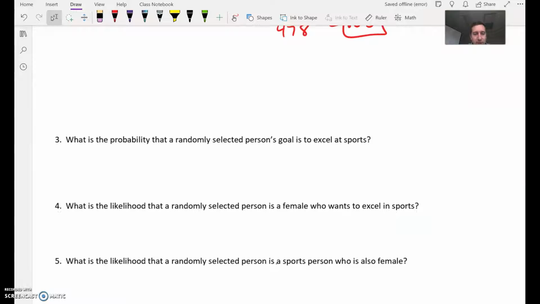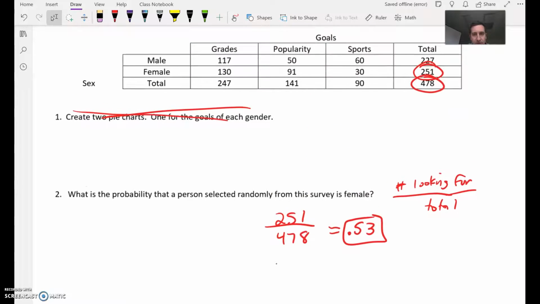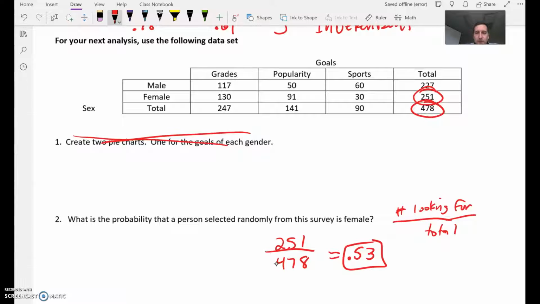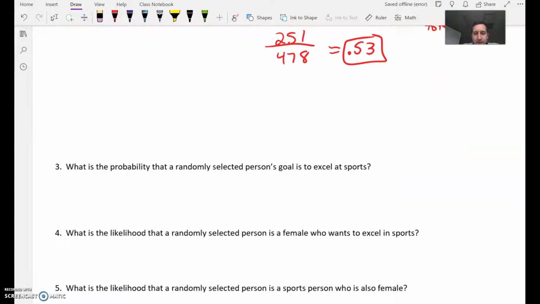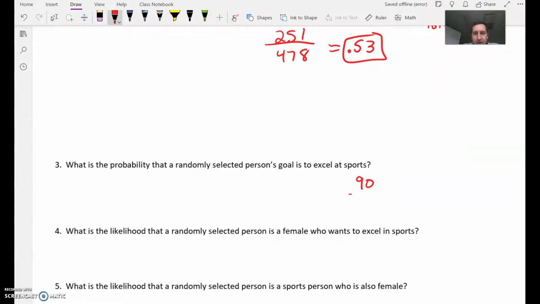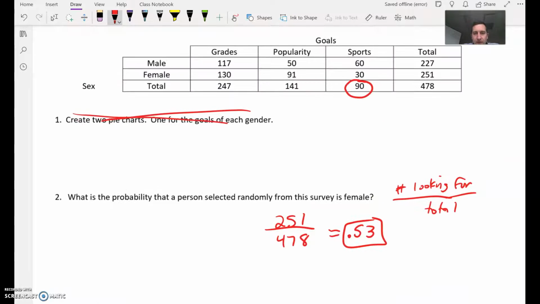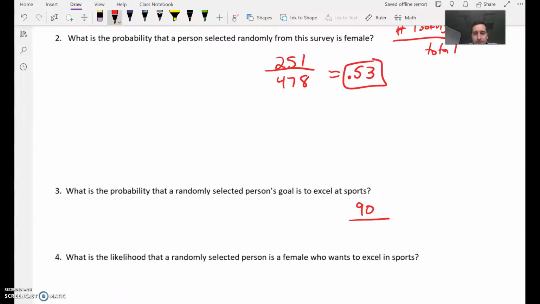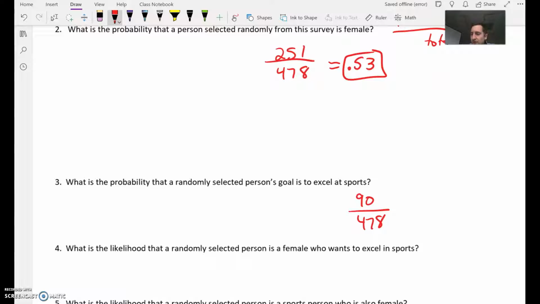What's the probability that a randomly selected person's goal is to excel at sports? Well, let's look at our chart. The goals of excelling at sports. 90 total people chose that. So that's going to be our number on top, 90, out of total on the list, 478. So 90 out of 478 says that about 19% of people have a goal of excelling in sports.